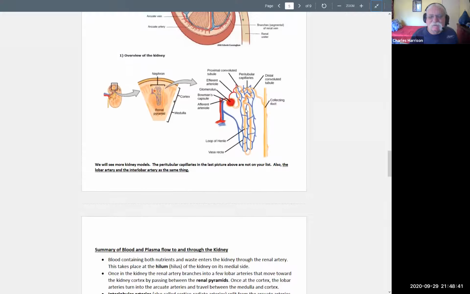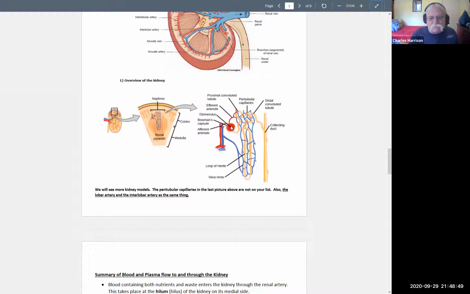Okay. The Bowman's capsule, think of it as a soccer ball, but much, much smaller, of course. And on a soccer ball, you have panels. They're usually pentagons or hexagons or a combination of the two. Take an X-Acto knife and cut out one panel off of your soccer ball. Well, you've ruined your soccer ball. But now you can put your fist and first part of your wrist anyway into the soccer ball. You're the afferent arteriole bringing blood, and it's going in.